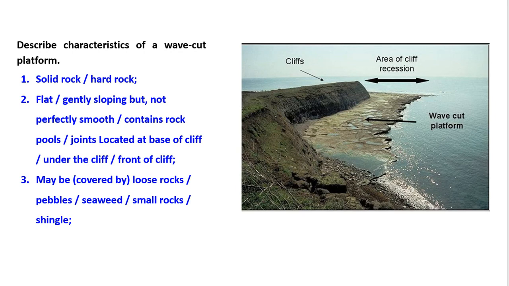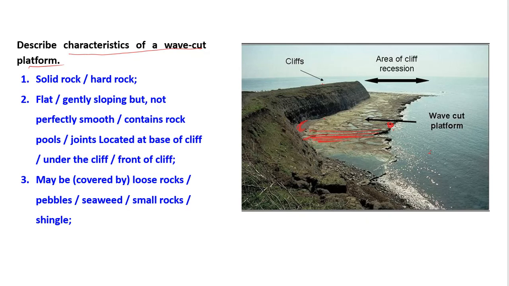Now, if you are asked to describe the characteristics of a wave-cut platform, you see, this is the cliff. This is where this cliff is initially. Now, because the wave has been attacking the base of this cliff, leading to the formation of a wave-cut notch, the cliff collapsed and the materials eroded into the sea, leaving behind this point called the wave-cut platform.